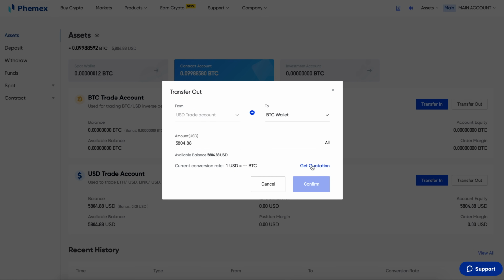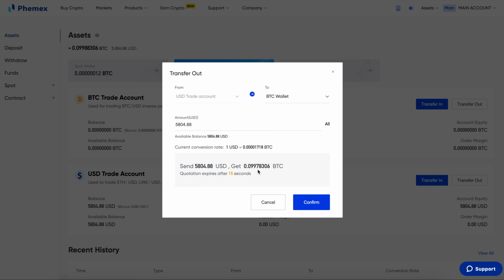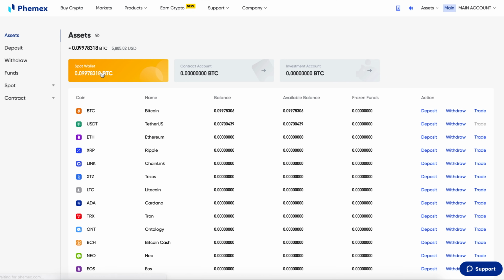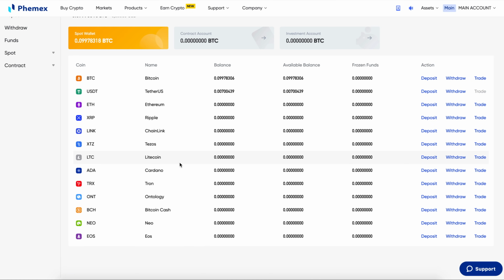Now it's going to get the quotation, right? Because we have to convert it over to Bitcoin. So we will get 0.09 Bitcoin. Well, I guess Bitcoin's been going up as we've been trading. So we'll confirm, and now the money is back over in our spot wallet. Now, once you're in your spot wallet, you can withdraw any of these funds via spot. So for example, right now, we do have it in Bitcoin. So if I wanted to, I can click withdraw, and then we would be withdrawing Bitcoin.